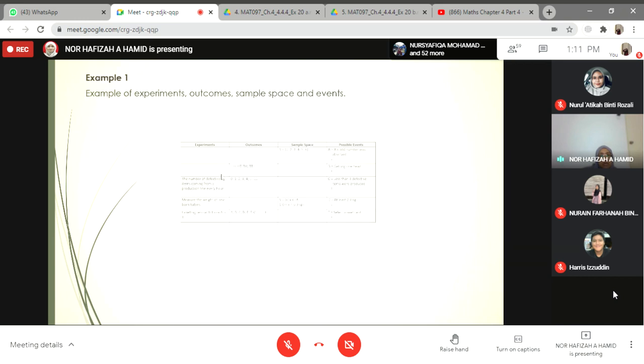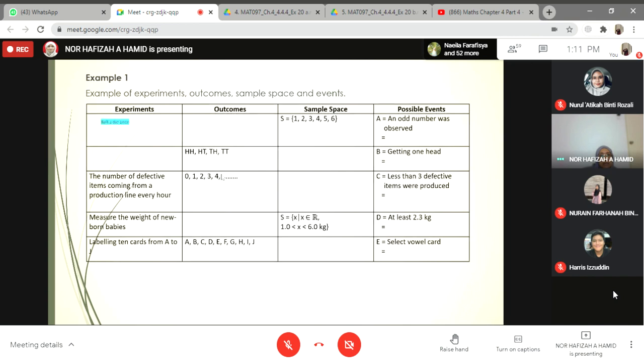Okay, so this is the experiment example. Roll a die once. The outcomes are 1 until 6, and we can write this down in terms of sample space. So you have a capital letter S, then you put curly brackets, and inside are your outcomes. Then you have a possible event. A possible event is a subset of the experiment.